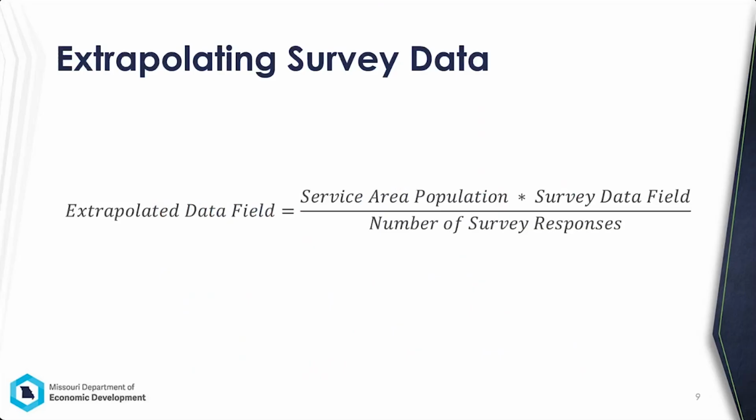Once we have our survey totals, we move to extrapolation. Since LMI surveys represent only a sample of the service area, we have to extrapolate survey data in order to generate data for the entire population. We're essentially just working with ratios here. To obtain the extrapolated data field, we multiply the service area population listed on the funding approval by the survey data field, and then divide by the number of survey responses.